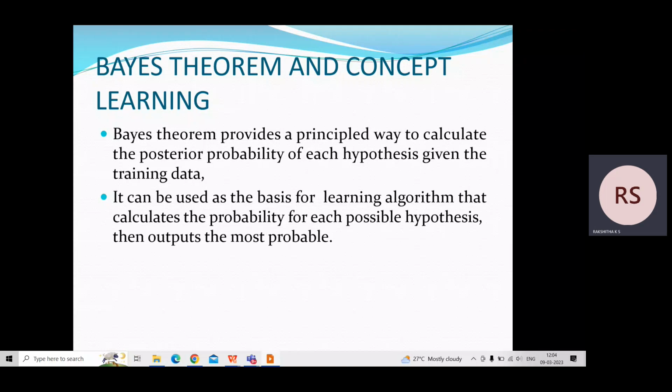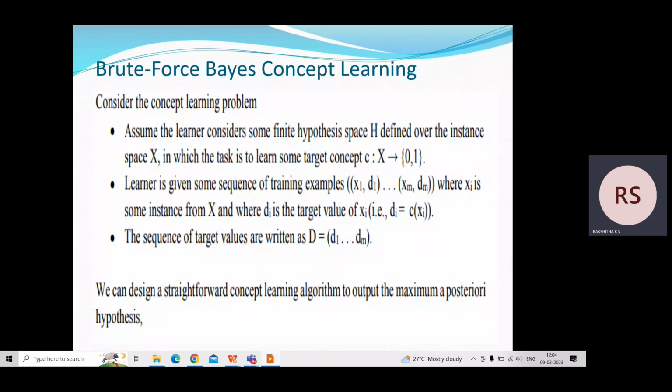And next we're going to see the brute force based concept learning algorithm. So what is the meaning of the brute force based concept learning algorithm? We're going to assume the learner considers some finite hypothesis space H defined over the instance space X, which has to learn the target concept, where the value belongs to 0, 1. So here the learner is given some sequence of training examples, where xi is some instance from X, and di is the target value for the xi we have taken.